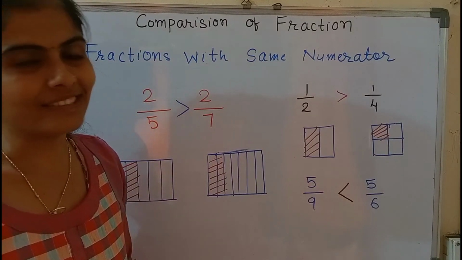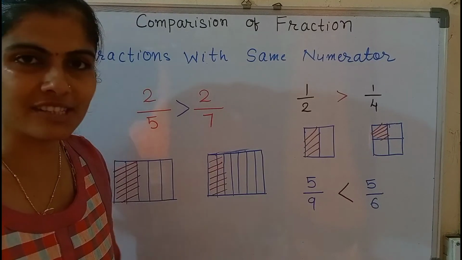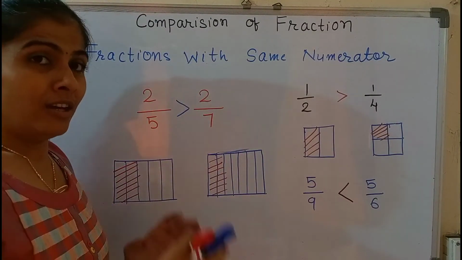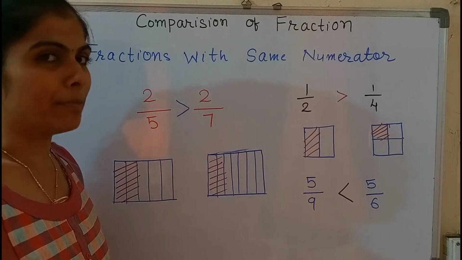Now let's consider the third case. Even, friends, in this case also you can do ascending order and descending order just by looking at the numbers, right? And now let's consider if neither numerators nor denominators are similar, how do we do comparison?